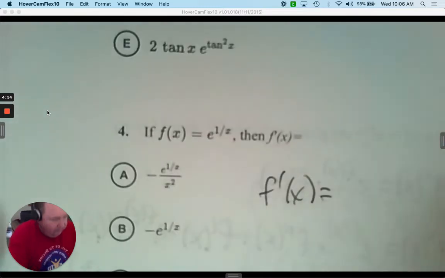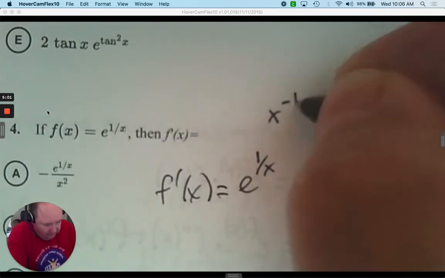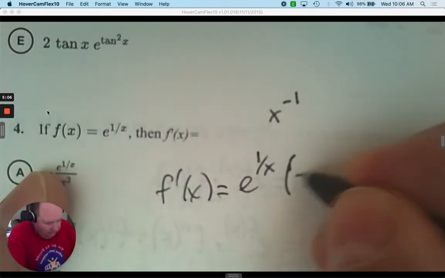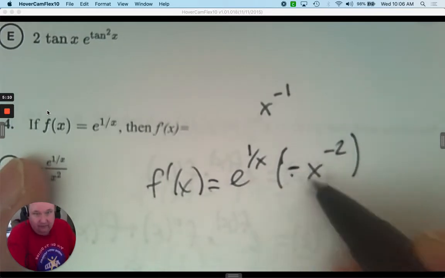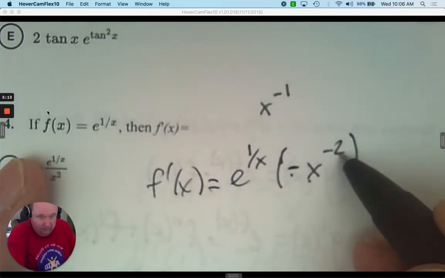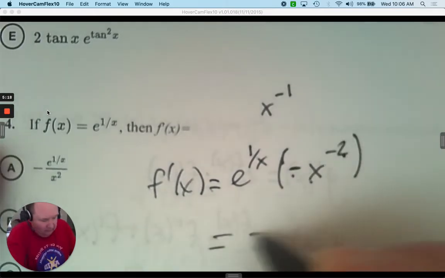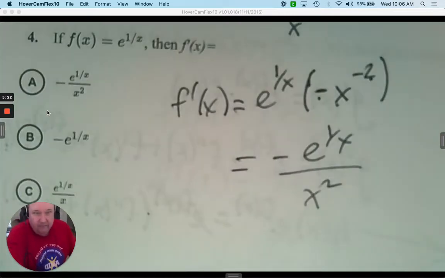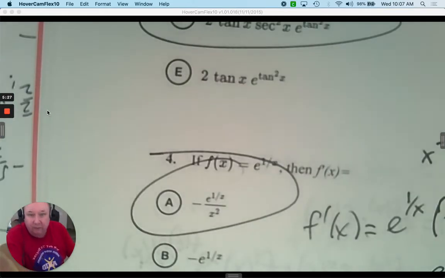The derivative of e to the 1 over x is e to the 1 over x, and then the derivative of 1 over x. Think of that as x to the negative 1. So negative 1 times 1 in front would make it negative. Subtract 1 from the exponent, and it would be negative x to the negative 2. And then which one would match that? Recognize that a negative exponent means it goes in the denominator. So this is what we're looking for. It's negative, and x squared is in the denominator. Done. So that matches with A.